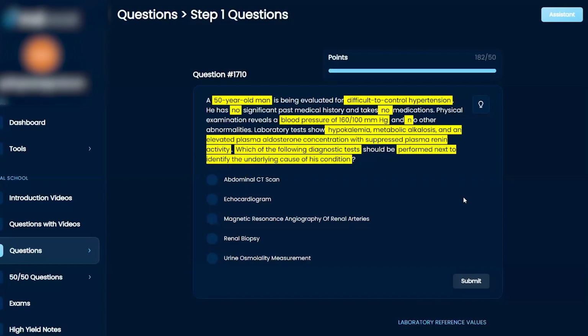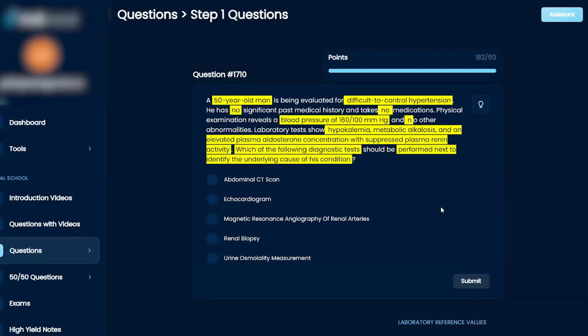his condition? So I'm thinking it's just going to be an aldosterone-secreting tumor, especially because he has difficulty controlling his hypertension. Okay, good.